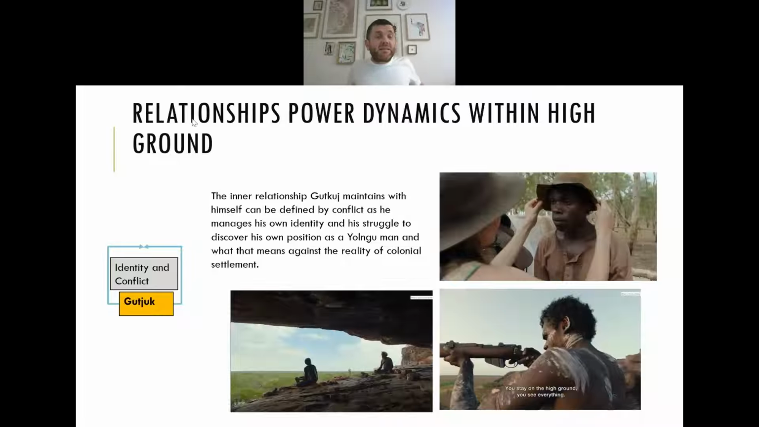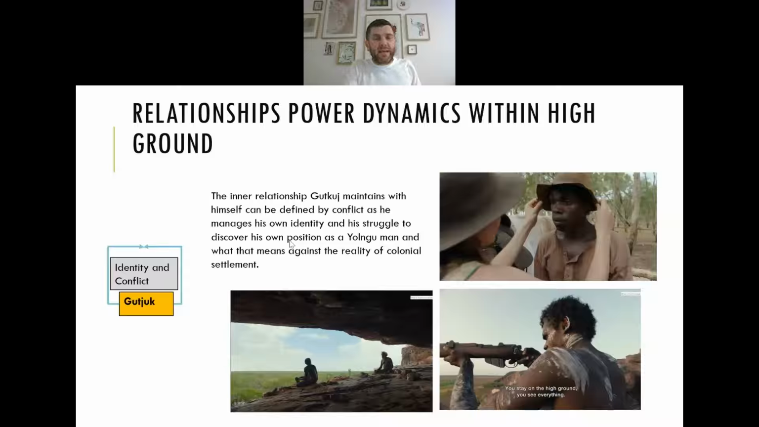Claire's putting that hat onto Gutjuk's head. In this instance, it's his last moment of being dressed as a settler. It's like, you're one of us. And yes, she speaks his language in this scene, and yes, she says be safe, etc. But in this instance, it's representative of that inner conflict. He is an Indigenous man who's been brought up and is dressing as a settler, as a white person, and it really defines and represents that inner conflict that is present within Gutjuk.